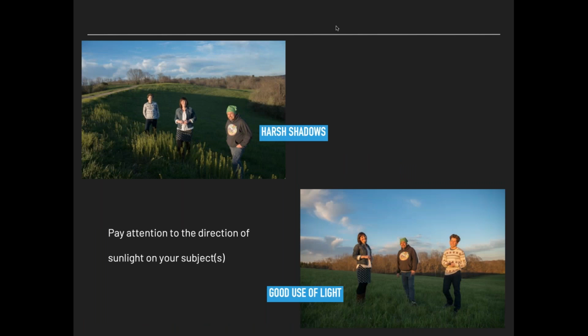Okay, and just a little bit more on use of light and shadows. Again, you want to pay attention to the direction of the sunlight on your subjects, especially if you're taking pictures outside. These are the same three people standing in the same fields, and they are just positioned a little bit differently. You can see in the bottom image, the photographer positioned themselves a little bit lower as well, and was able to capture much nicer light on their faces than in that top image. See a lot of shadows.